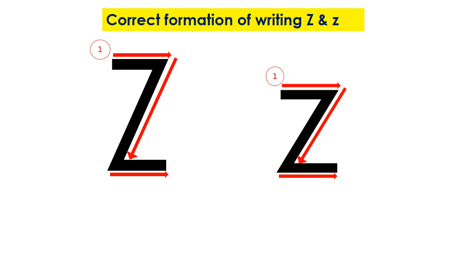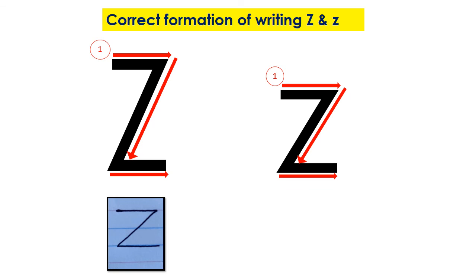Alright? Now let's see how to write capital Z in a double rule book. Here, you can see that. Next, we'll see how to write simple Z in your double rule book. Alright. Can you see, children? Both letters are similar to each other. But see the starting point? Capital Z starts from this red rule of your double rule book. But simple Z, you need to write between the two blue rules.